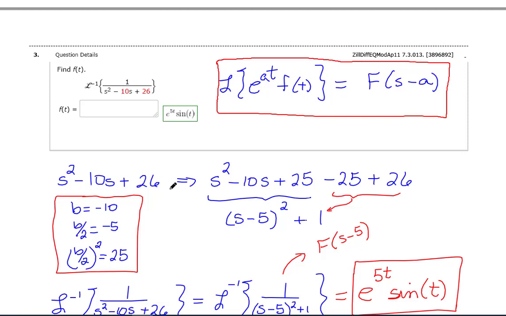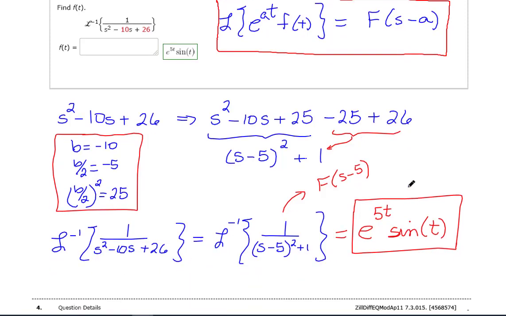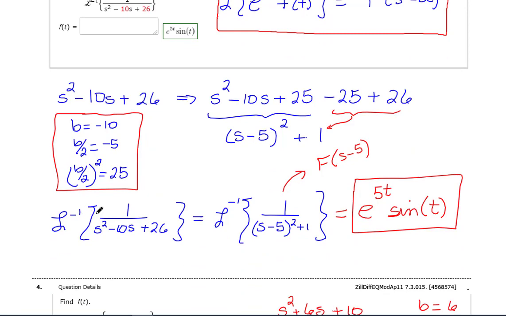Same thing. All right, so when I'm looking at this problem, I'm now thinking of it as 1 over (s minus 5) quantity squared plus 1. But that should start you thinking it looks like 1 over s squared plus 1, which is a sine. And so it's just a shifted sine using the e to the 5t.